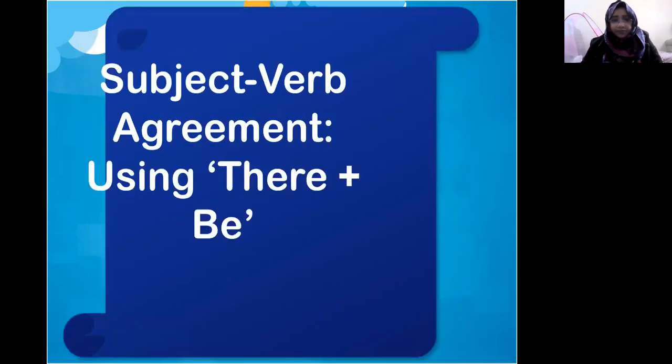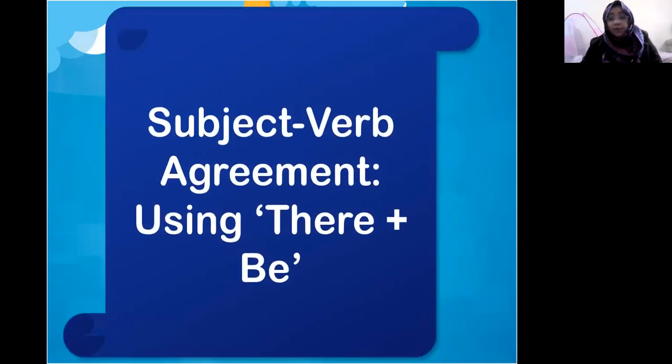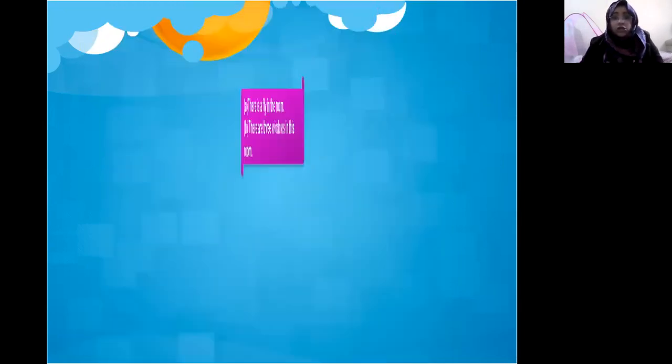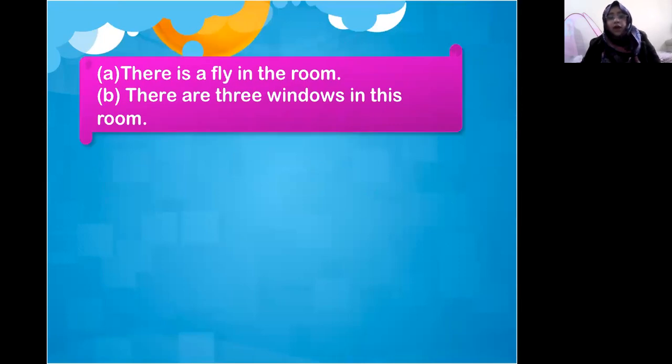Okay. Next is subject-verb agreement using "there" plus "be". "There plus be" means an auxiliary verb, any auxiliary verb it can be. So how can we use it, like: There is a fly in the room. There are three windows in this room. So how do we decide it?